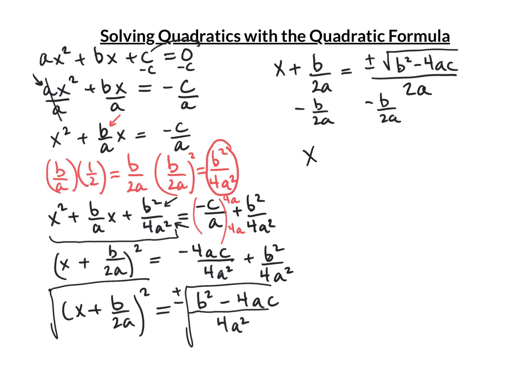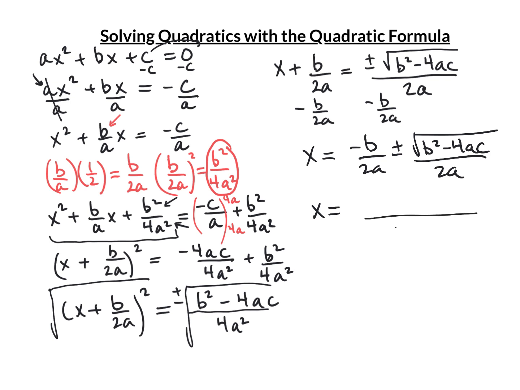This becomes x equals negative b over 2a plus or minus the square root of b squared minus 4ac all over 2a. Notice the common denominator. They both have a denominator of 2a. We can combine this into one fraction all over 2a, and we get negative b plus or minus the square root of b squared minus 4ac all over 2a. This is known as the quadratic formula.